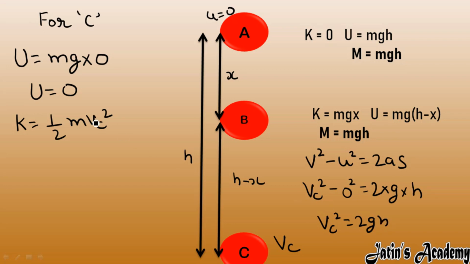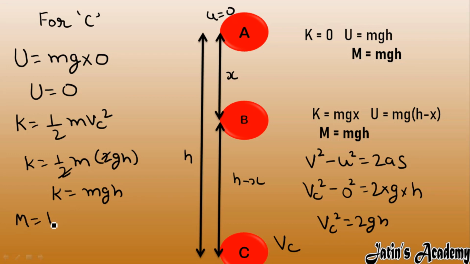Now put the value here, half m Vc square, which is 2gh. So from here 2 and 2 cancel out, and the kinetic energy we got is mgh. Now we have to calculate the mechanical energy, which is the sum of kinetic energy and potential energy. Kinetic energy we have mgh and potential energy we have 0. Potential energy at point C, near ground level, is 0. So mechanical energy at point C is again mgh.